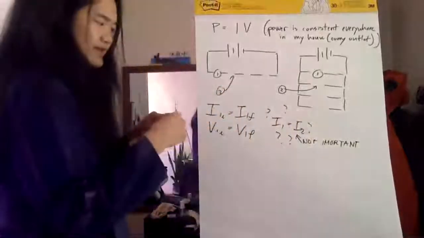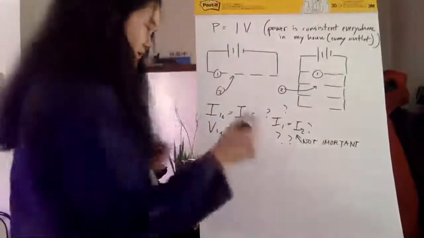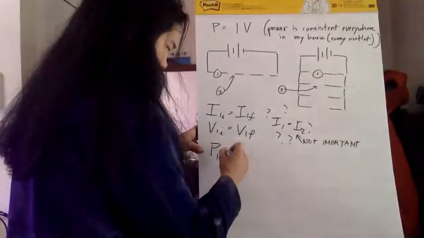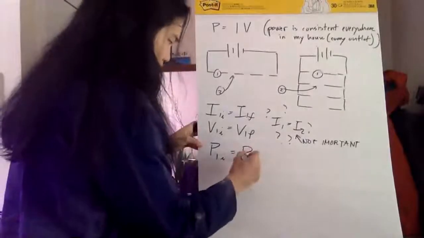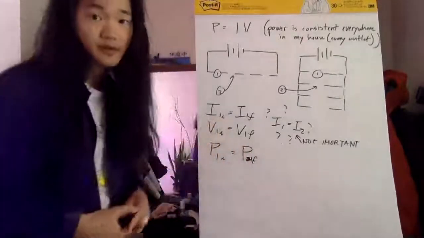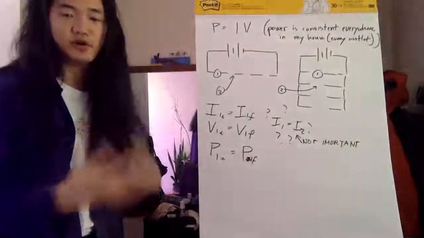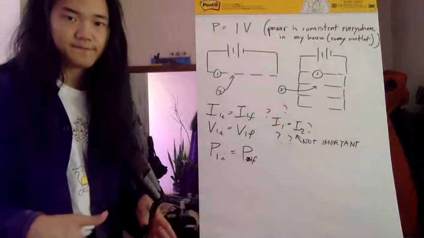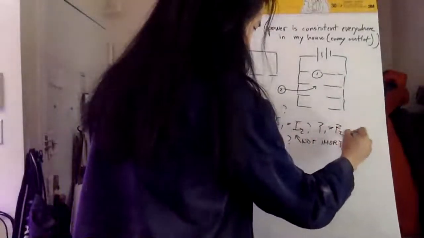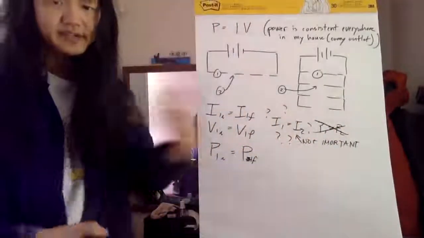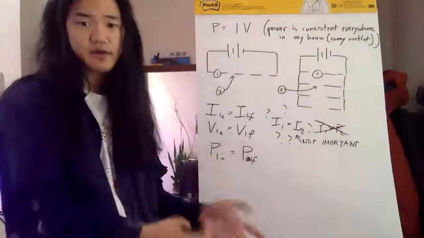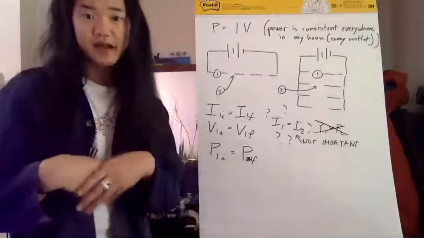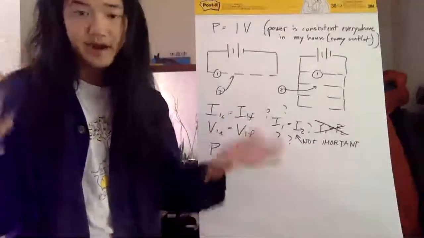Why is that not important? Why is this important? Because I want the power of the first bulb to equal the power of the first bulb at a later time, right? Because I want my 60-watt bulb to always act like a 60-watt bulb. I don't need P1 to equal P2. If I have a 60-watt bulb and a 40-watt bulb, I want the 60-watt bulb to act like a 60-watt bulb, and the 40-watt bulb to act like a 40-watt bulb. It's parallel then, right?